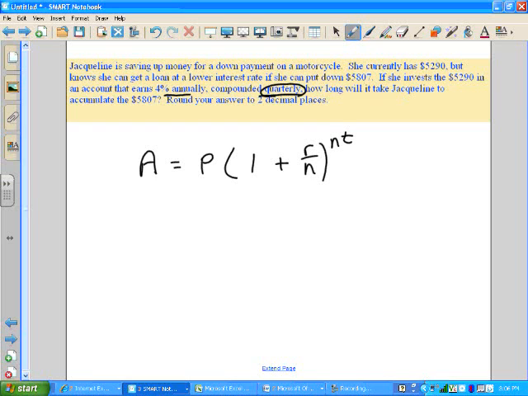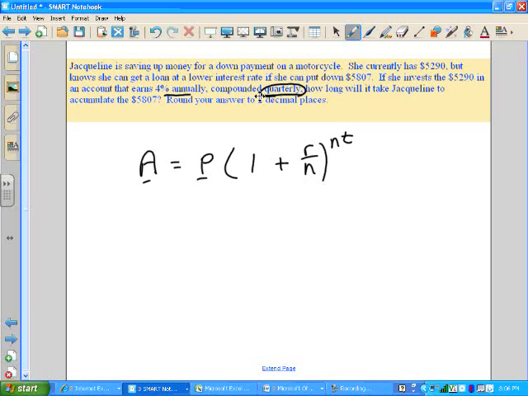Now, the A and the P are very similar to the other formula in the fact that A is the return, P is the principal, but n indicates here the number of times in a year that it compounds. So since this says quarterly, then that will be 4. Okay, now let's actually look through the problem and fill in the other values now.